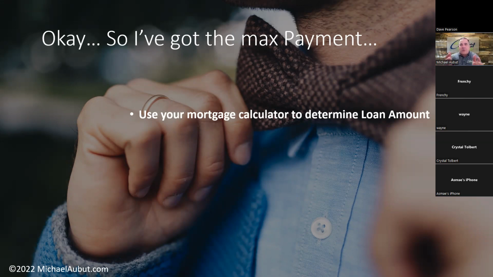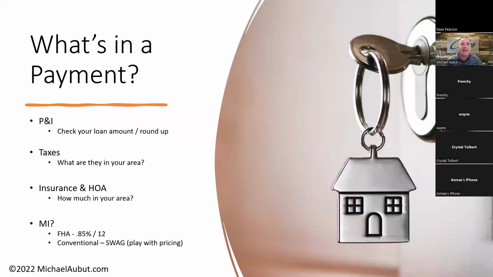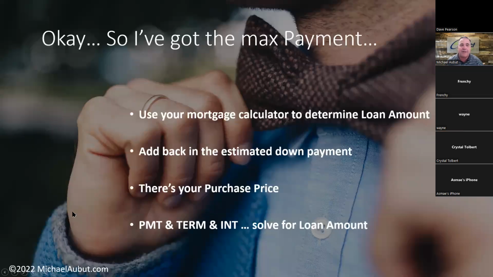Okay. So in other words, you have to back out of your payment everything that isn't your principal and interest. Everything that isn't principal and interest has to get backed out of your estimated payment for you to come up with what your purchase price is. Okay. So now that's the little process right here.